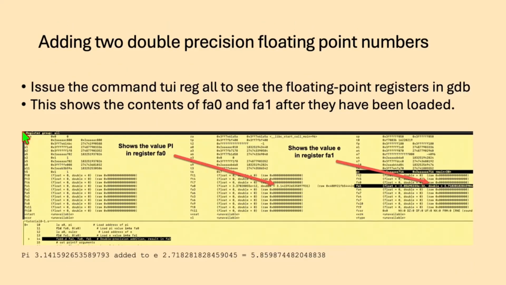So the output there is very simple. It says pi, and it gives you the value in double precision. Add it to e, giving you the value there as well, and it gives you this double precision result.